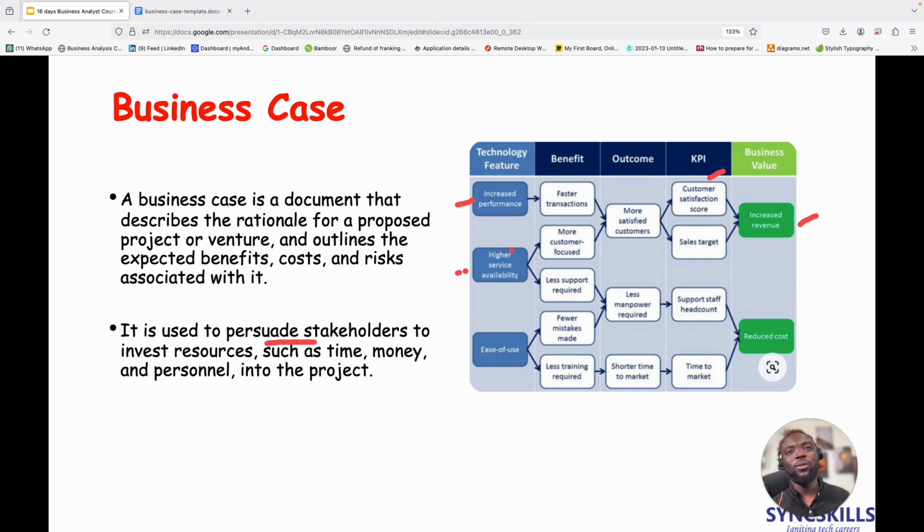But here, if you implement a feature that means you have higher service availability, meaning maybe you invest in your server, in your software, it helps you get customers to be more satisfied, right? More customer focused. You're thinking about them, and then they are more satisfied, and then of course your customer satisfaction score and your target will increase, which means that it makes you more money as a business. Similarly, ease of use.